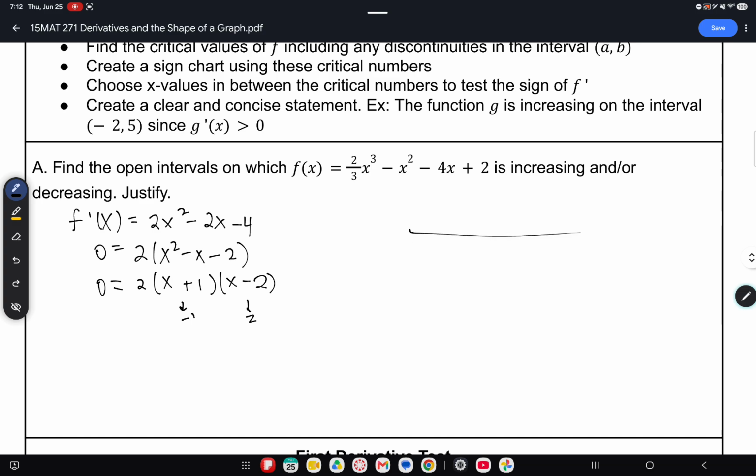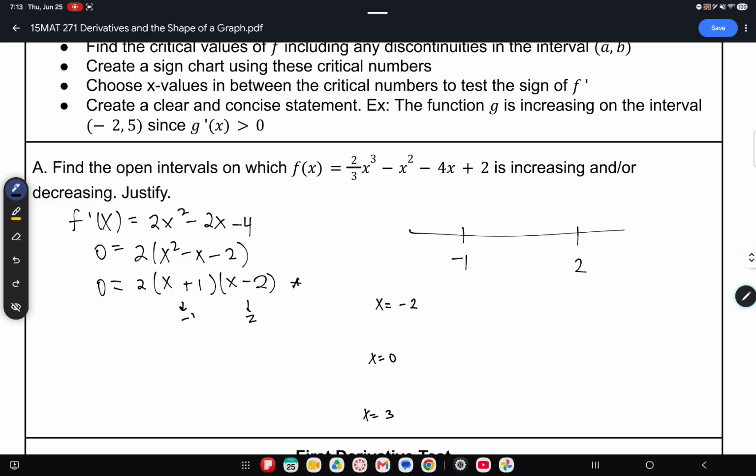So I'm going to create a sign chart here and say negative 1 and 2. And I'm going to show you two ways to go about this. So the foolproof way is to test values within the interval. So let's do it. So how about to the left of negative 1 is negative 2. In between negative 1 and 2 is 0. And then to the right of 2, let's just say 3. And I'm going to plug it in to the derivative. So I'm plugging it into this function here. So what I'm looking for is just the signs.